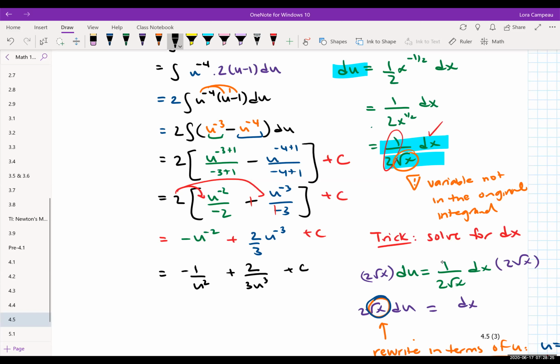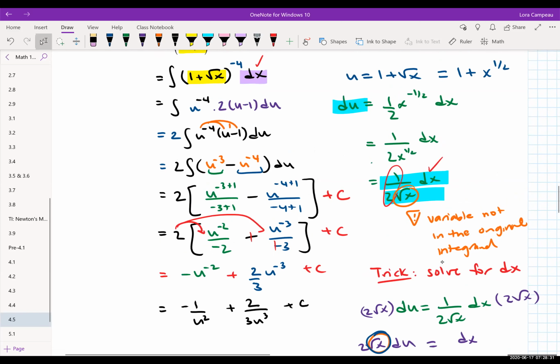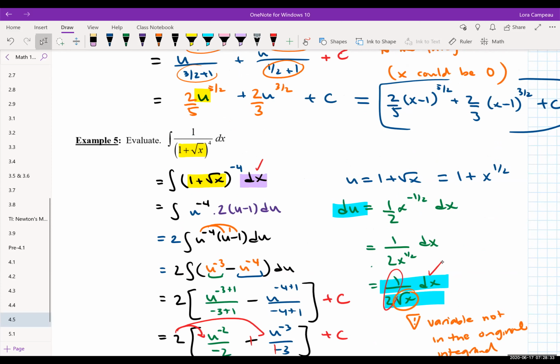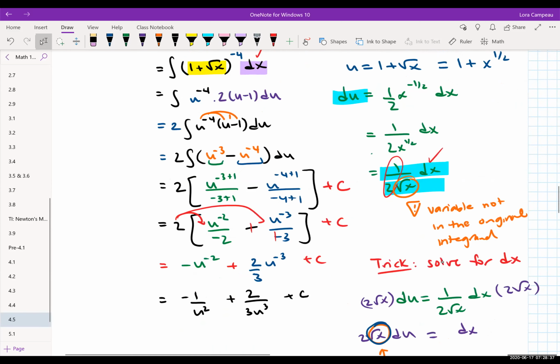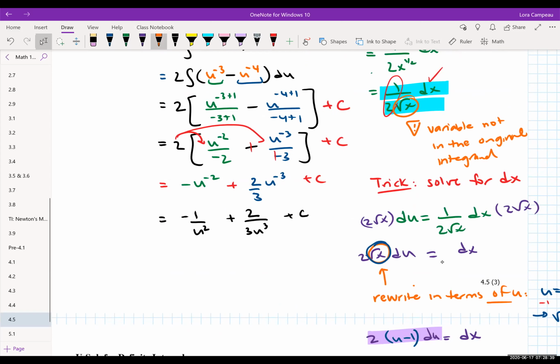So right now it's starting to look pretty, but my friends, what is the rule of thumb? What variable do we start with? If we start with an x, we must end with an x. And right now we have u's. So don't forget at the end, resubstitute.